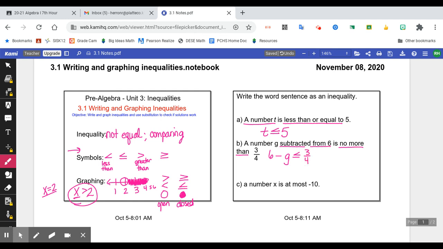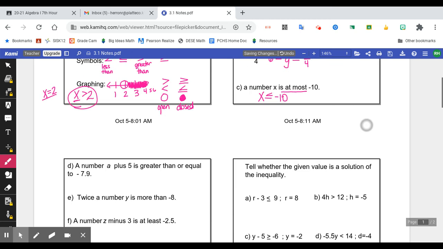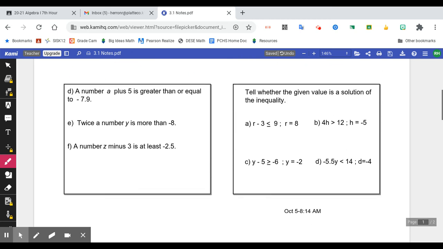Okay, letter C. A number x, so here's my x, is at most negative 10. If it's at most, that means the biggest it can be is negative 10. So that means it has to be smaller than or equal to negative 10, because the most it can be is negative 10. Okay, let's keep going.